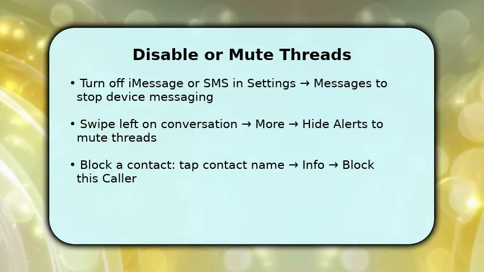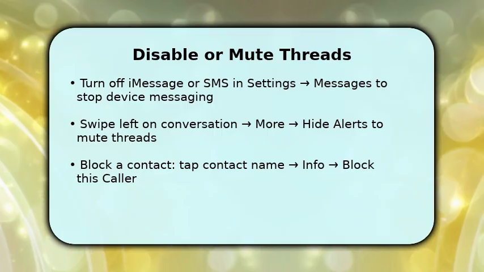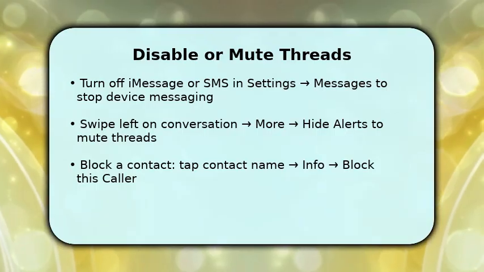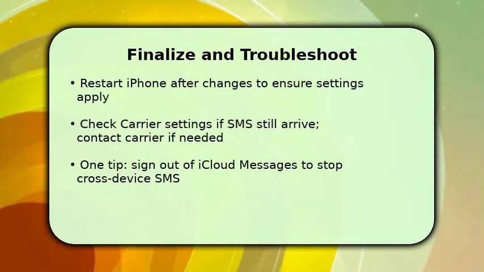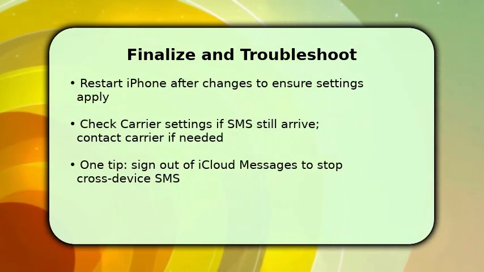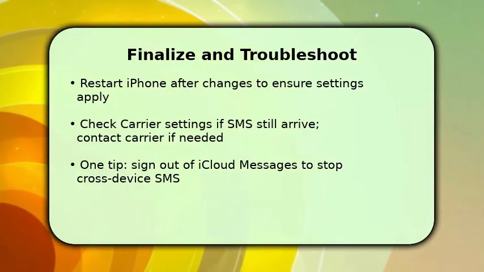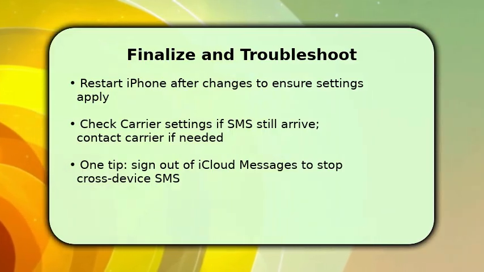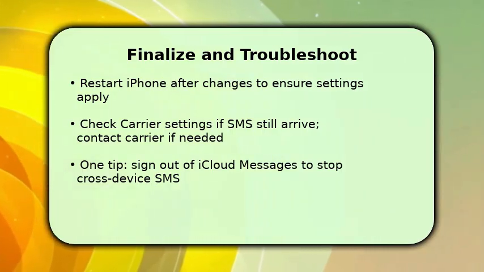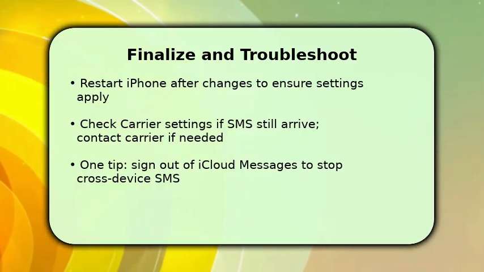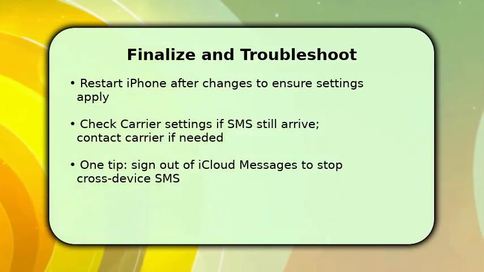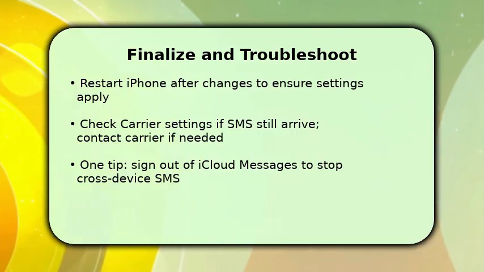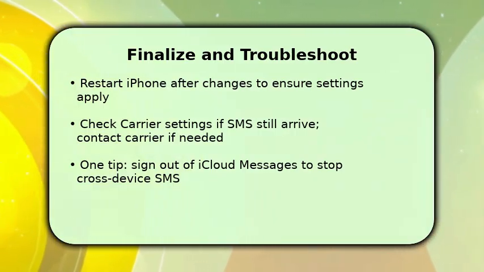Finish by ensuring your changes take effect and knowing how to fix issues. Restart the iPhone after making settings changes so the system applies them. If SMS still arrive, check carrier settings or contact your carrier to disable SMS forwarding at the network level. If messages appear on other devices, sign out of Messages in iCloud or disable text message forwarding under Settings > Messages > Text Message Forwarding on your other device.